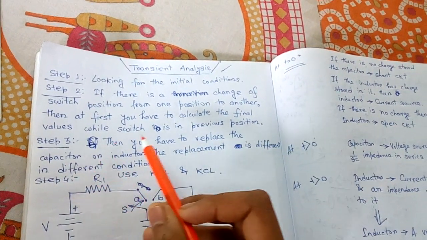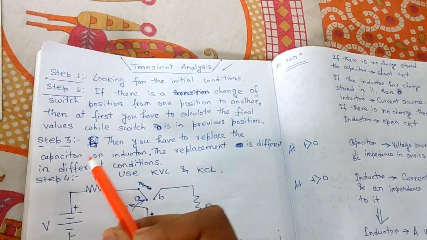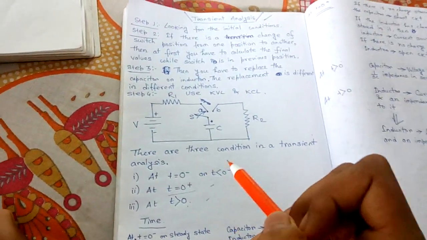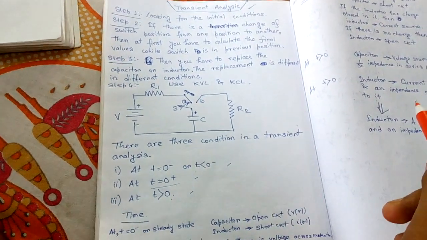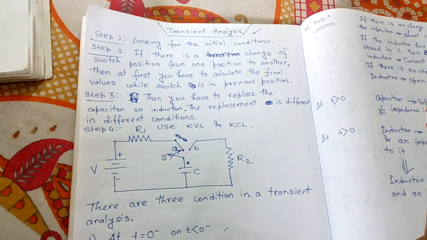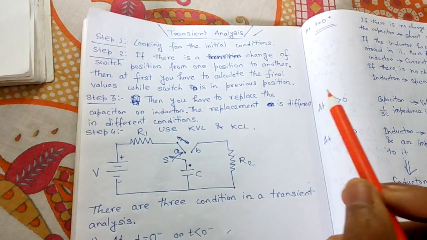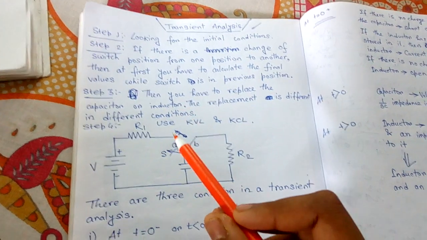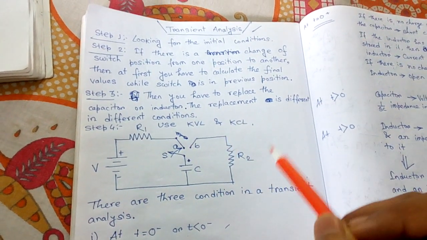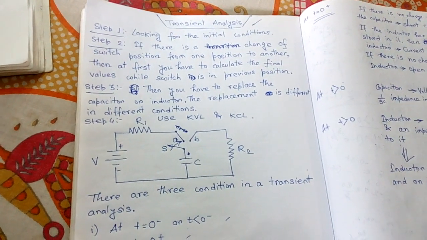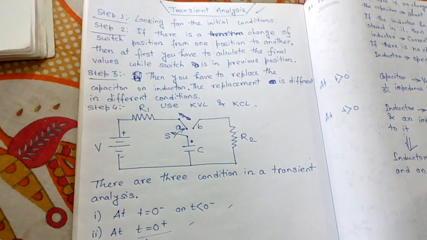Step 3, then you have to replace the capacitor or inductor according to the condition at t0 minus, t0 plus, or t greater than 0. According to this condition you have to replace the capacitor or inductor. The replacement is different in different conditions. And the last step is to use KVL and KCL to find the current or voltage across the capacitor or inductor or anything else.